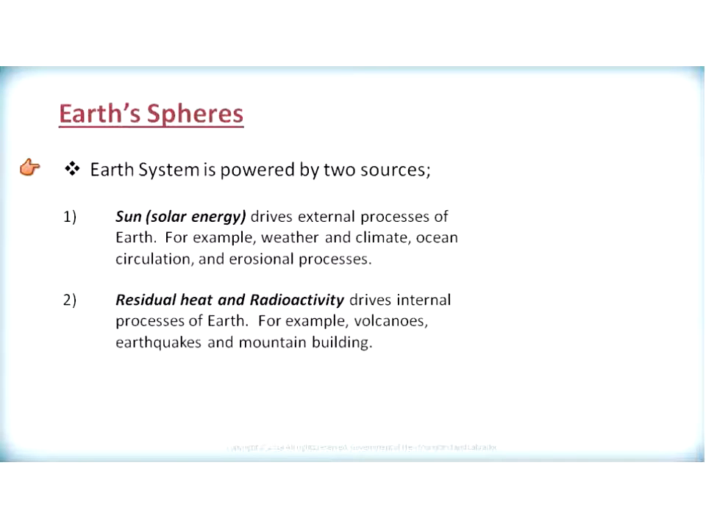The Earth system is powered by 2 main sources of energy. Number 1 being the solar energy from the sun. This drives the external processes of Earth. For example, weather and climate, ocean circulation, and erosional processes are all driven by energy, which starts with the sun. Residual heat and radioactivity is internal energy which drives the internal processes of Earth. For example, volcanoes, earthquakes, and mountain building.